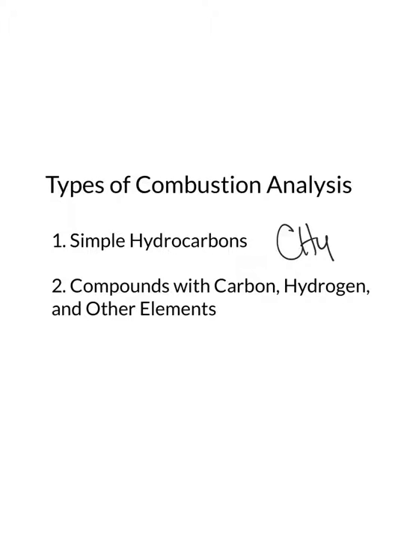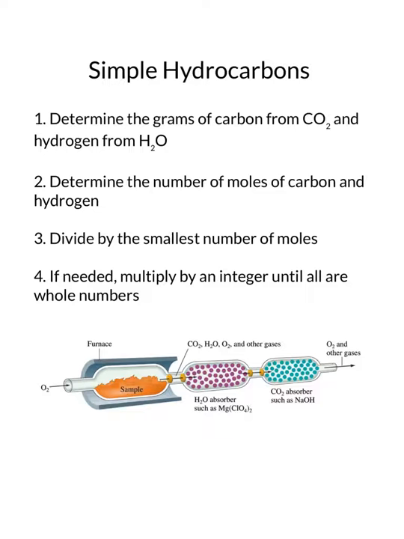There are other more complex organic compounds that have carbon, hydrogen, and then other elements. Things like carbohydrates have carbon, hydrogen, and oxygen. You can throw a bunch of other things in here like chlorine, nitrogen, sulfur. Pretty much any element you can think of, you can also use for combustion analysis, as long as it has carbon and hydrogen. It just might be a little more complex to do that. So we're going to start by looking at what to do with simple hydrocarbons, and then look at more complex problems with other elements.